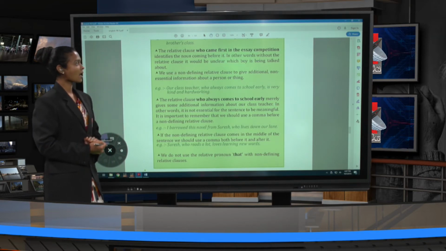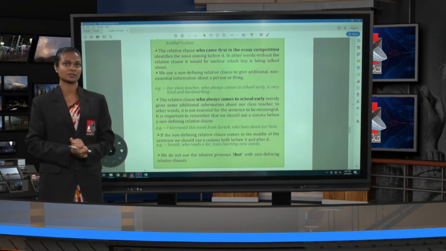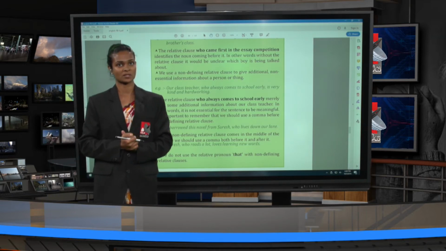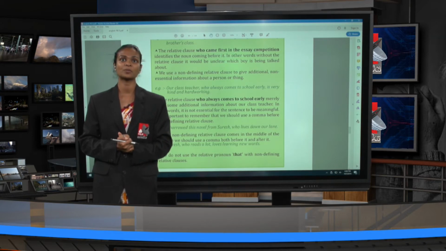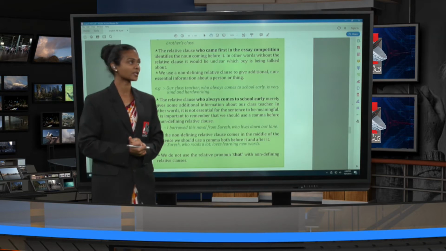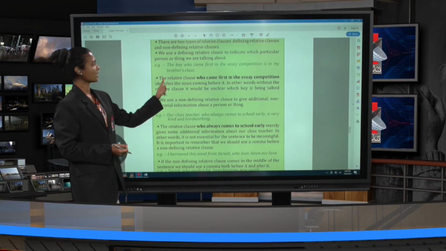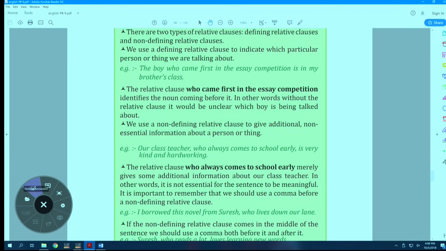Identifies the noun coming before it. In other words, without the relative clause it would be unclear. It is not clear which boy is being talked about. See, "the boy is in my brother's class" is meaningless. It gives a meaningless idea. But "the boy who came first in the essay competition" is meaningful. That is clear.